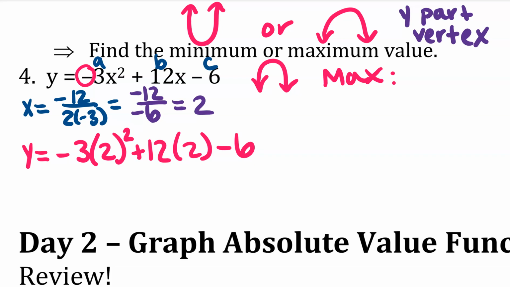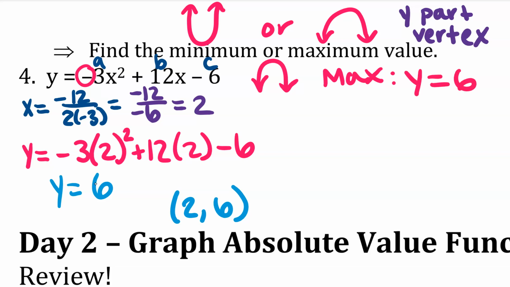Okay. Now, if you put this whole thing in your calculator exactly like how it is, it's going to spit out the right answer for you. So you just need to make sure you use the right parentheses. Okay, so if you do that, you're going to get 6. Okay. So your vertex is 2, 6, which means you have a maximum at 6. So the max is at y equals 6.